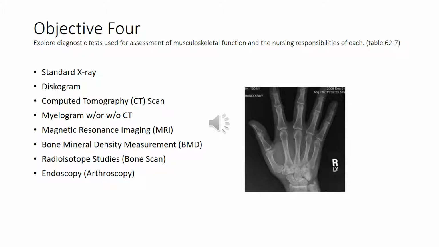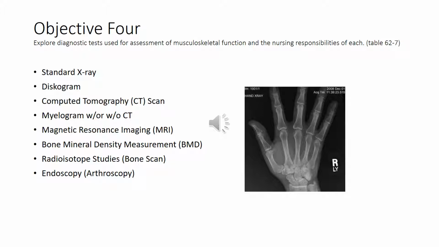So now we're at Objective 4. Explore diagnostic tests used for assessment of musculoskeletal function and the nursing responsibilities of each. This is in your book on table 62-7. They list some. So your standard X-ray.